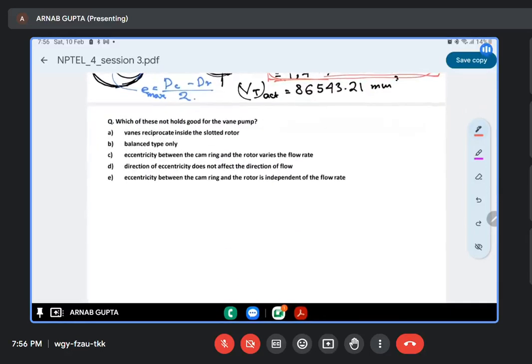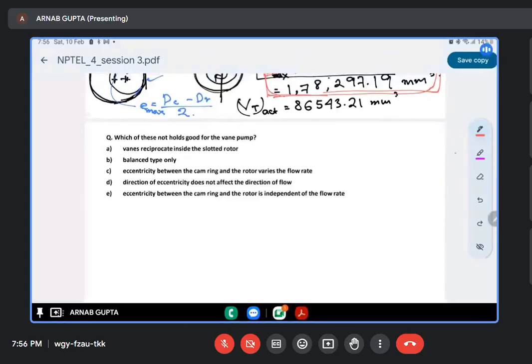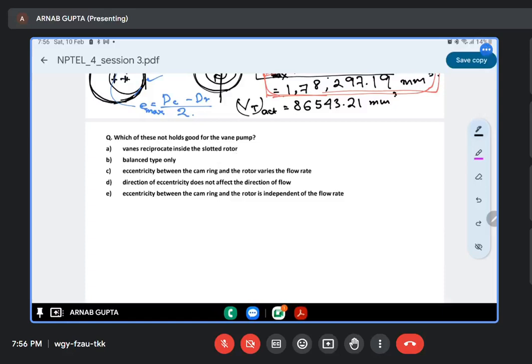Okay. So, this will be the last question for today. Which of these does not hold good for a vane pump? Vanes reciprocate inside the slotted rotor. So balanced type only, no. Unbalanced vane pumps and balanced vane pumps both exist.